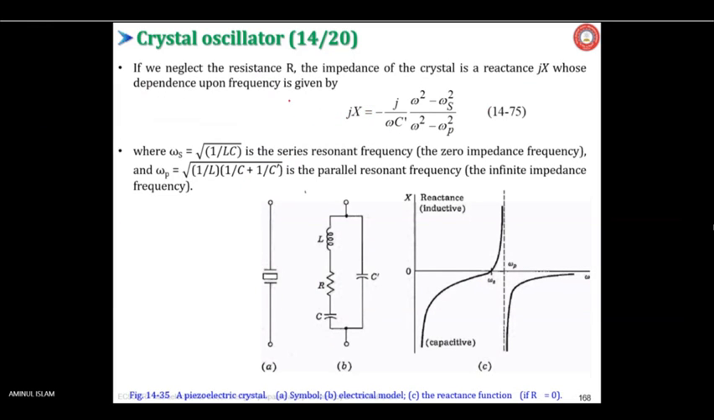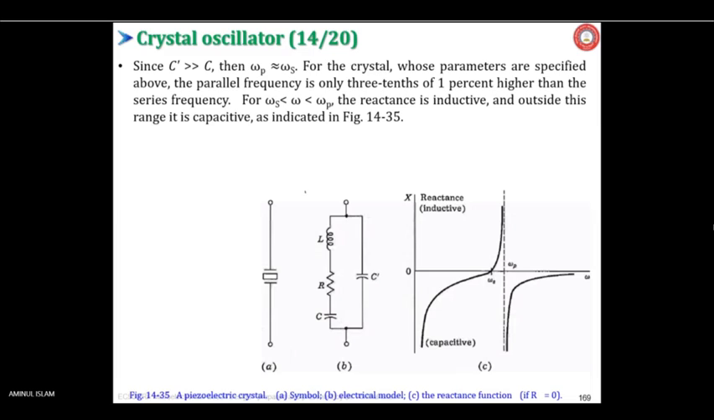If we neglect the resistance R, the impedance of the crystal is a reactance jX, whose dependence upon the frequency is given by this equation: minus j by omega C prime into omega square minus omega S square divided by omega square minus omega P square, where omega S is the square root of 1 upon LC, the series resonant frequency, and omega P is the square root of 1 by L into 1 by C plus 1 upon C prime, the parallel resonant frequency, expressed in a different way in this case.